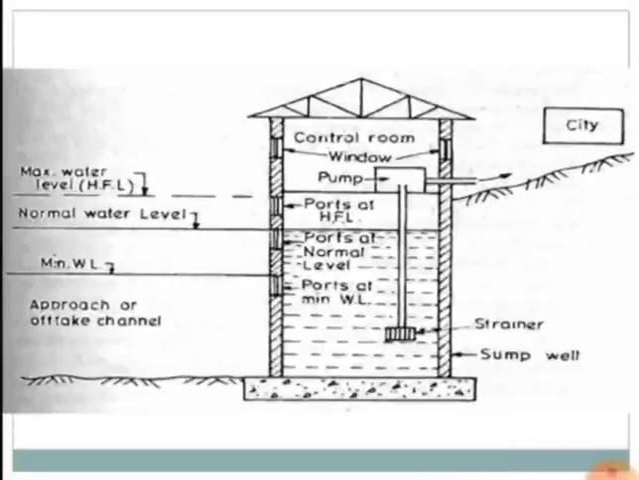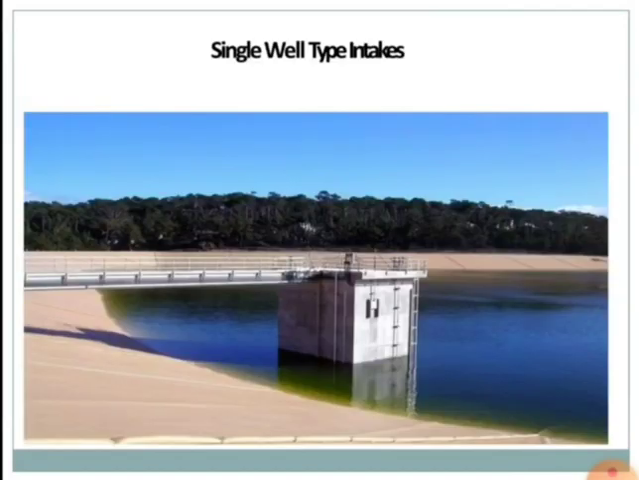So this is a single well type intake. It is called so because there is no inlet well or inlet pipe, and there is only the jack well in this type of intake. So this is another figure which shows a single well type intake.